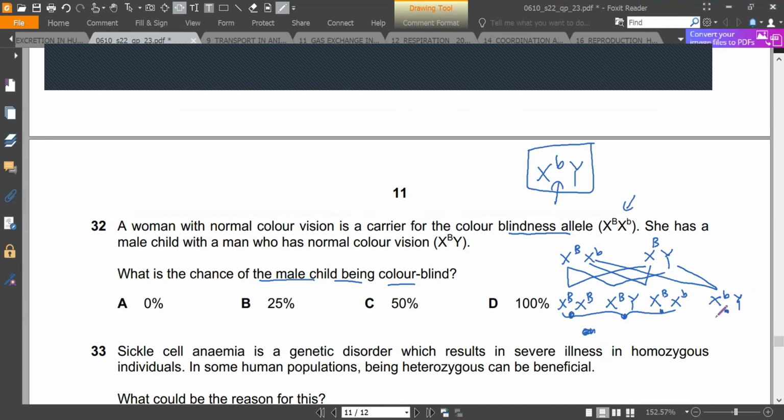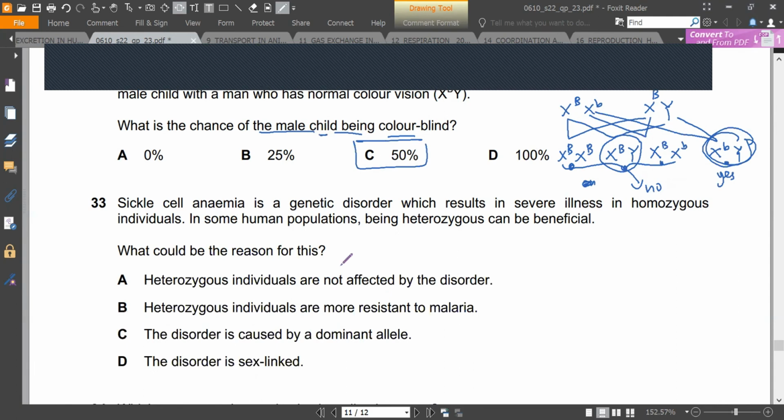What is the chance of the male child being colorblind? So we have two male children. This is no colorblind, this is yes. So out of two, one of them is likely to get color blindness. So this is 50%.